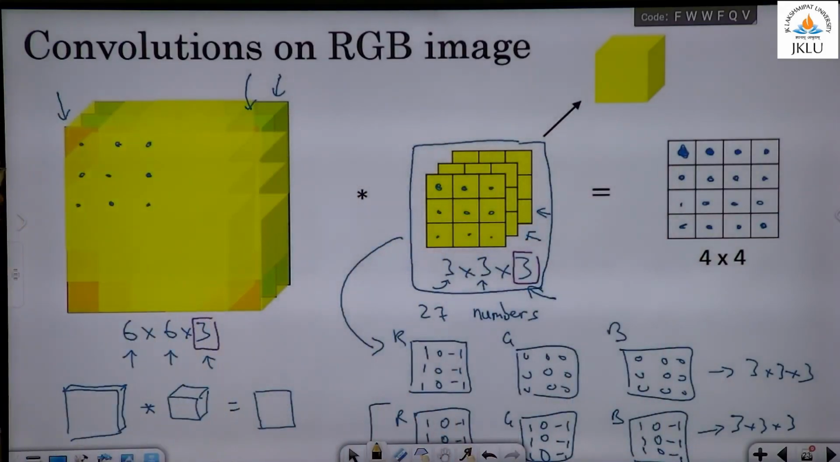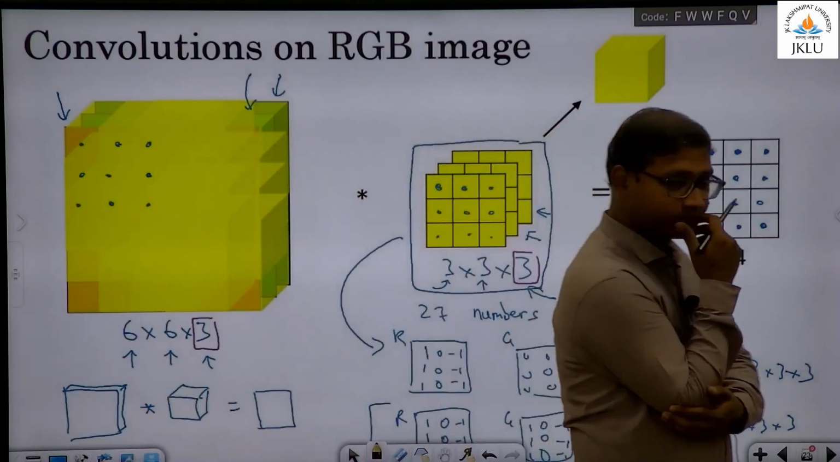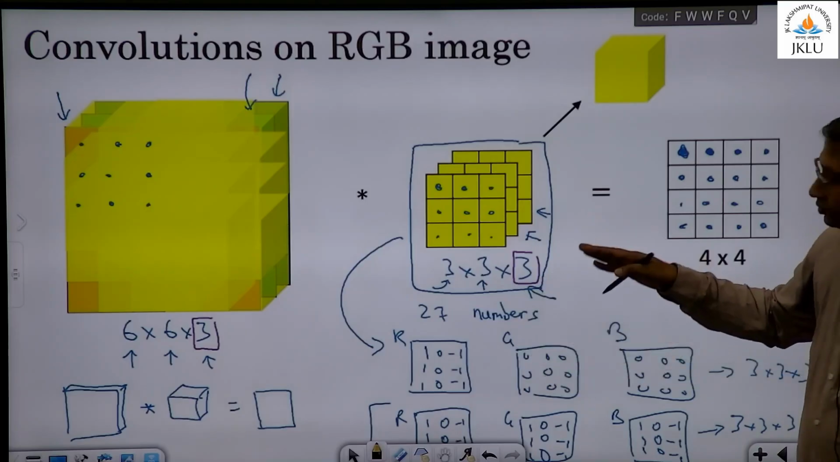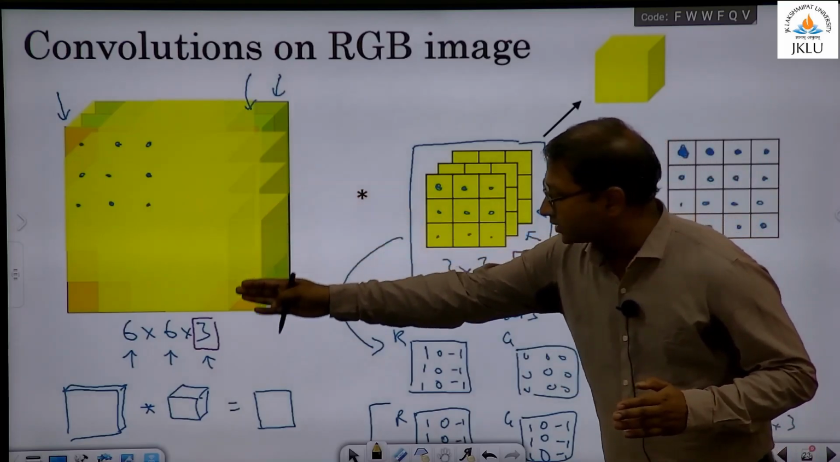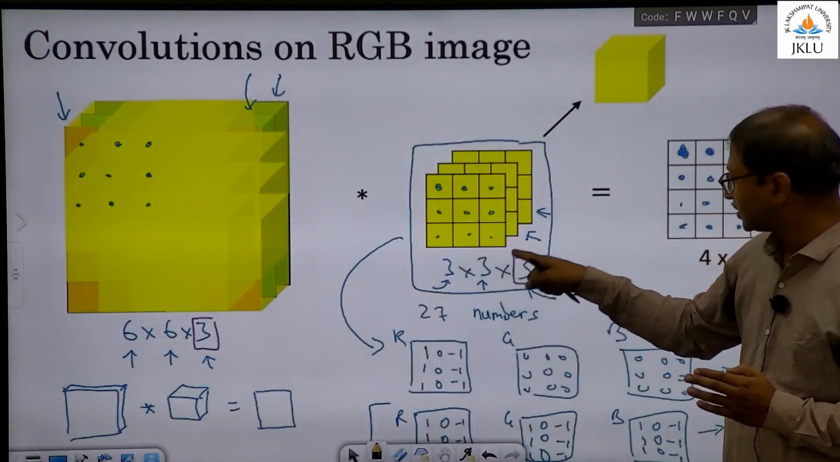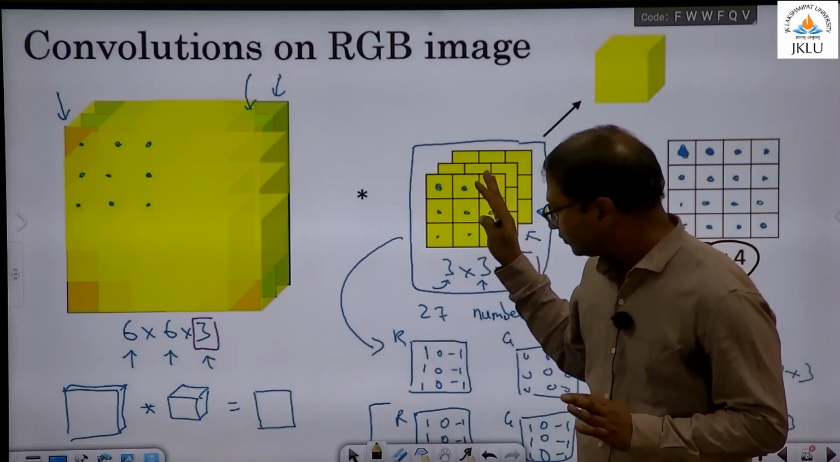What is happening in this slide? Same thing that we just talked about, right? So at 6 cross 6 cross 3, when you take convolution with 3 cross 3 cross 3, it is going to give you a 4 cross 4, and this is everything we have just talked about.